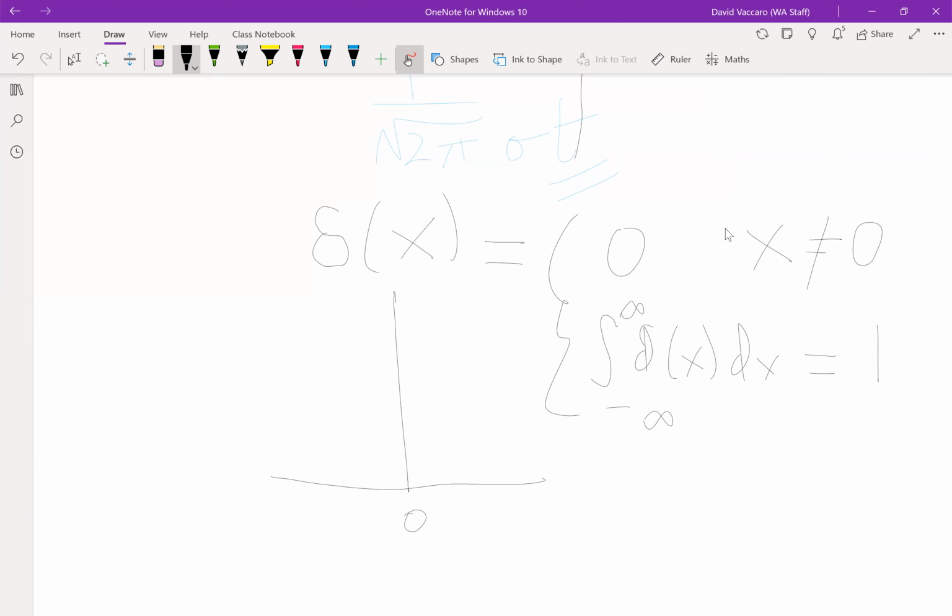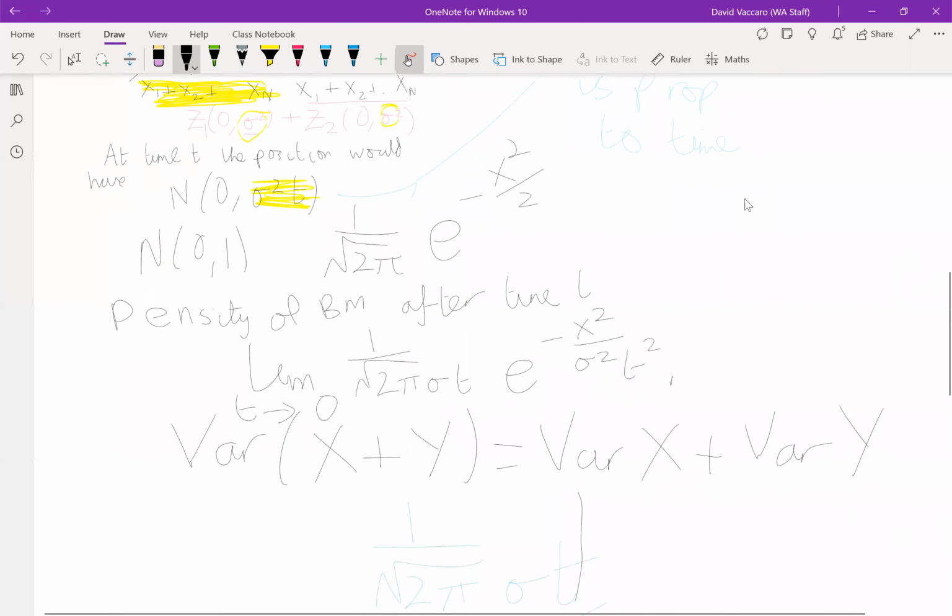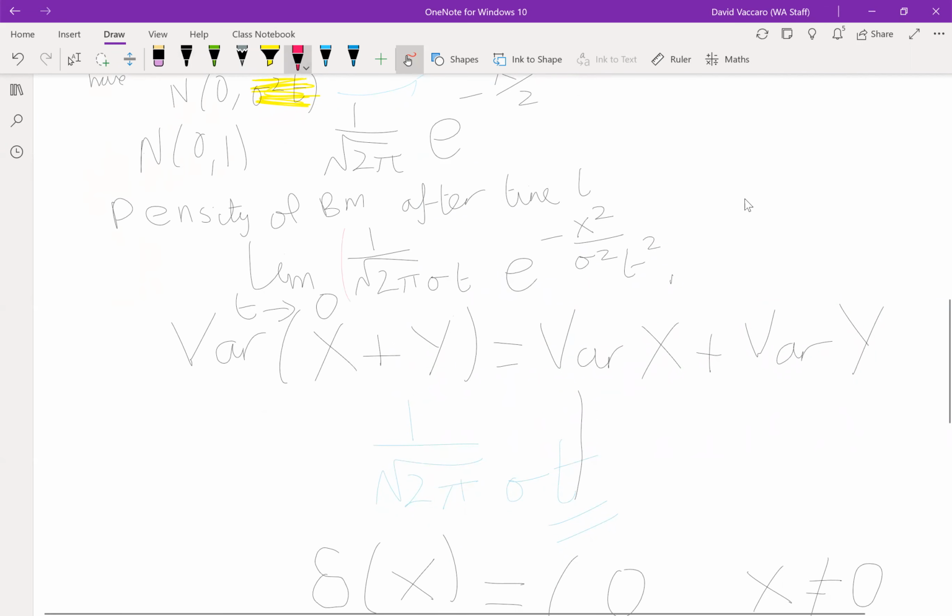Mathematicians who don't like that say that the delta function is the distribution which is the limit of the normal distribution when the variance goes to 0. A little bit of an interesting concept. Does anyone have any questions about that spike function?